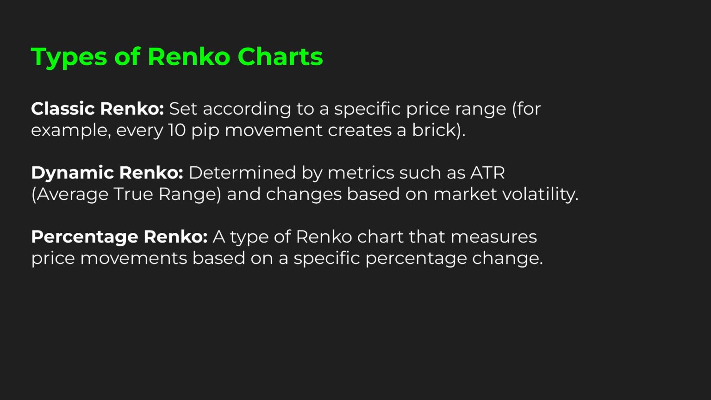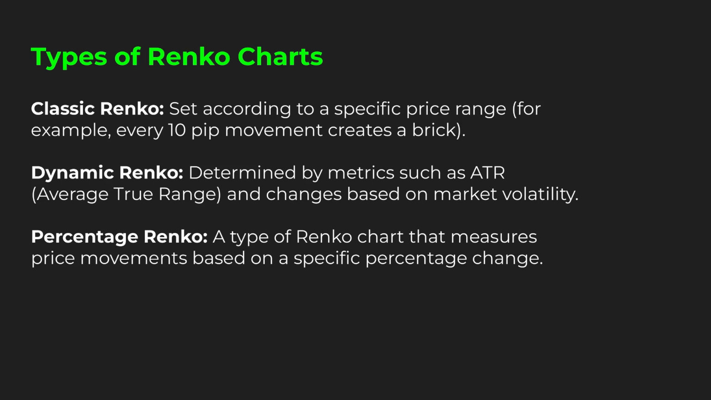Yes, the first type of Renko is Classic Renko. Classic Renko is the first Renko to come out. It's adjusted according to a certain price range. For example, every 10 pip movement creates a brick. That is, it creates a candle. This pip is in Forex. In futures, it moves in ticks, as you know. So, regardless of the movement, if it moves 10 pips upwards, a brick is created. If it moves downwards, a brick is created then.